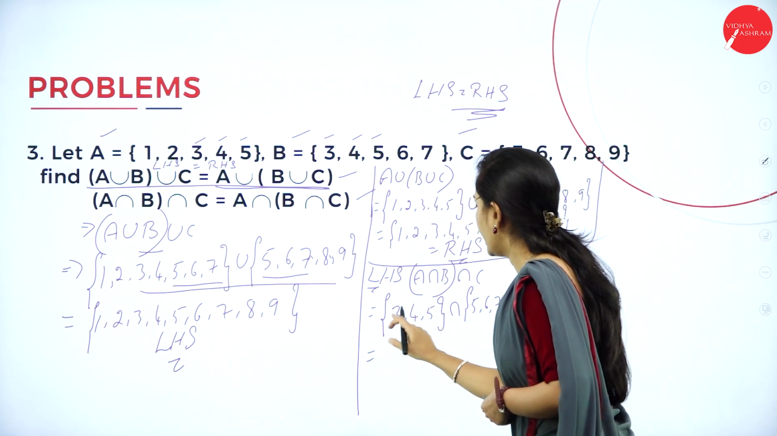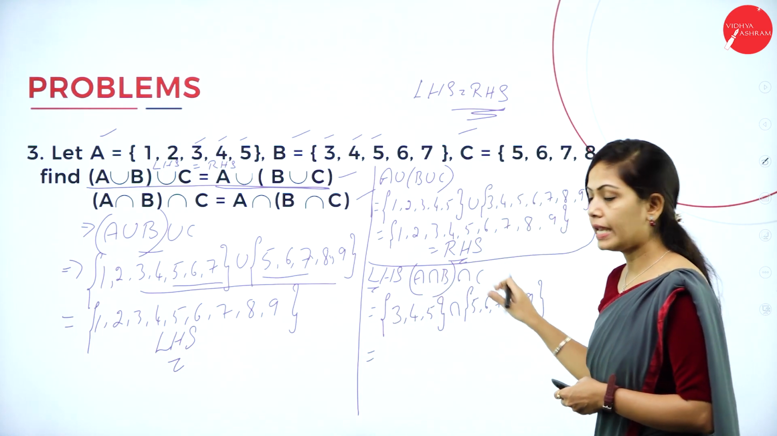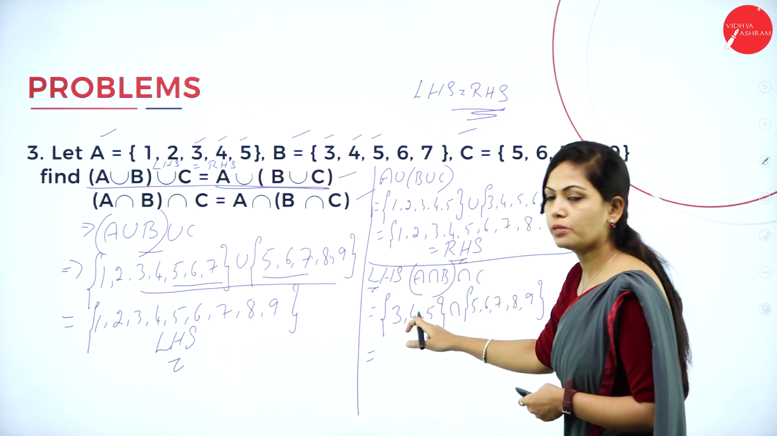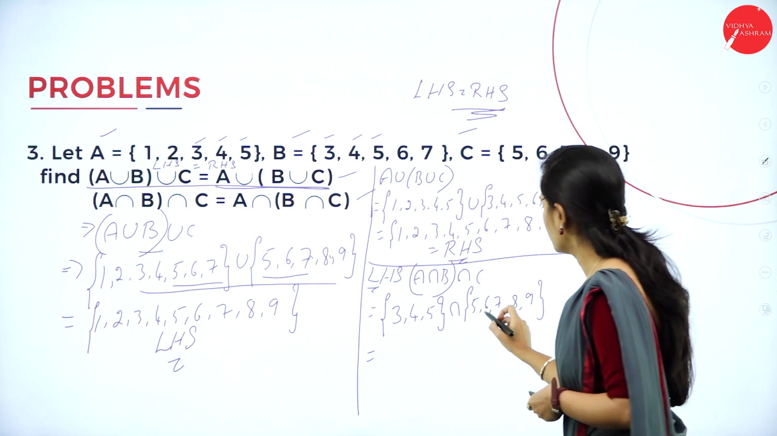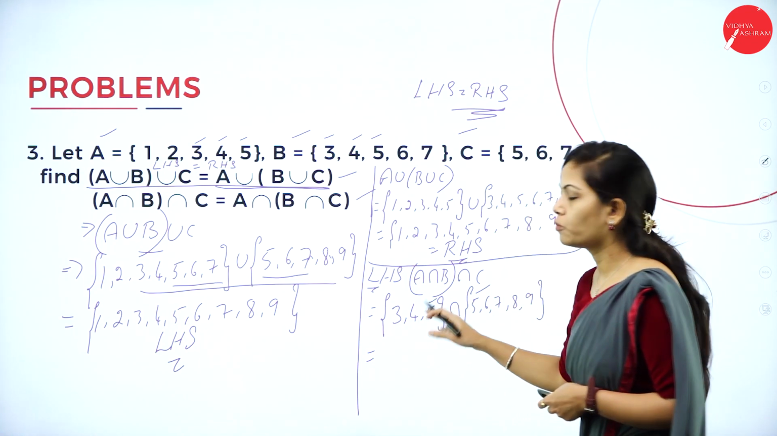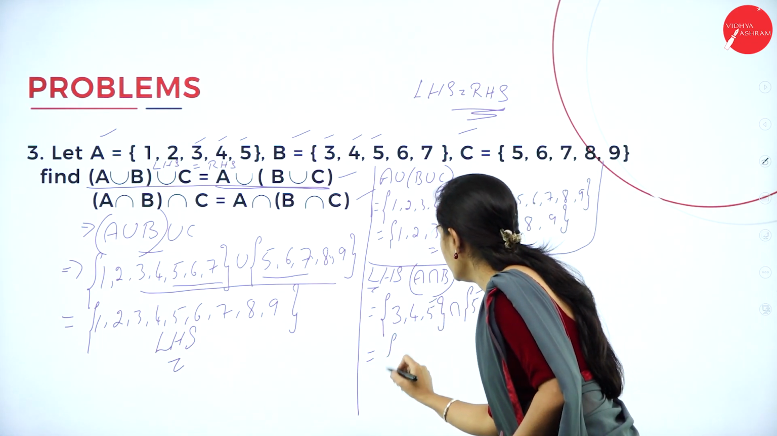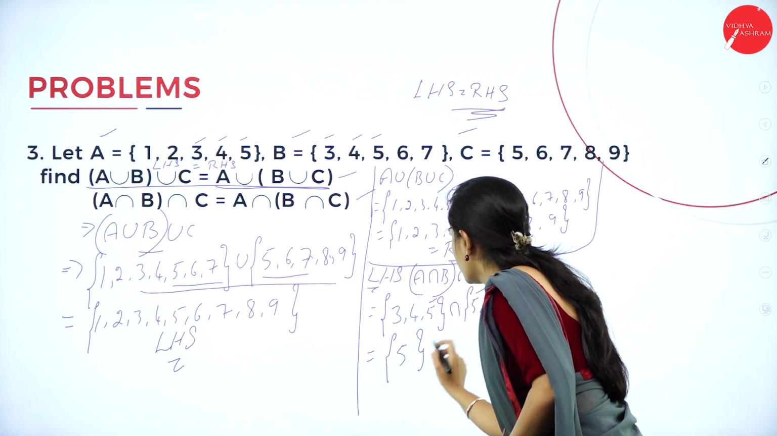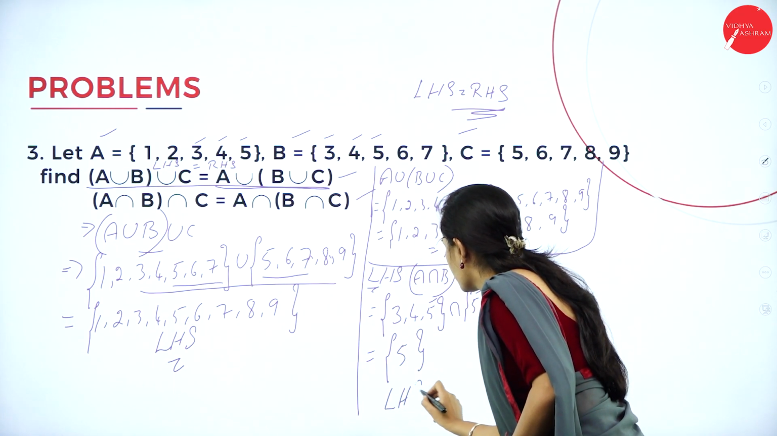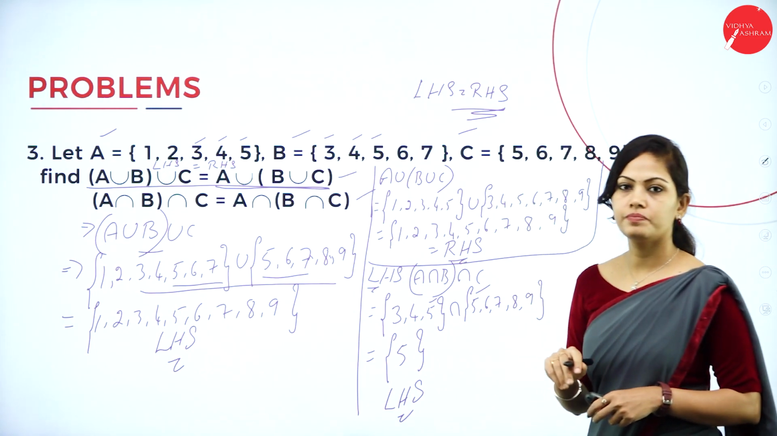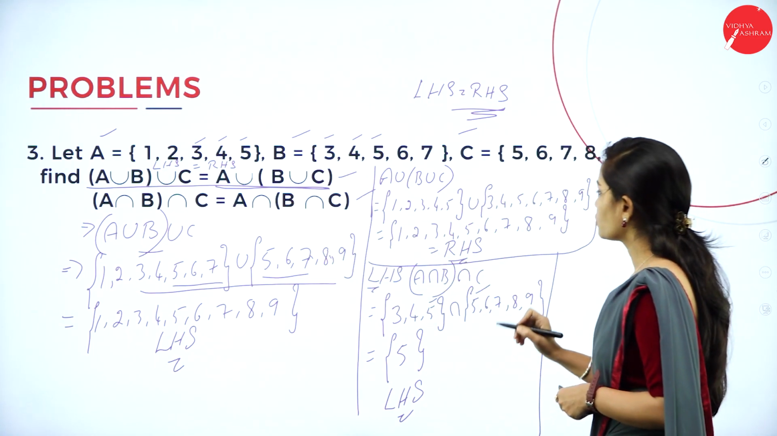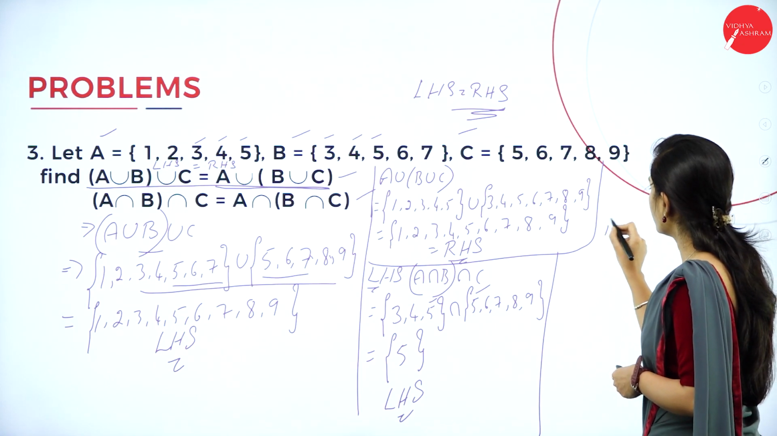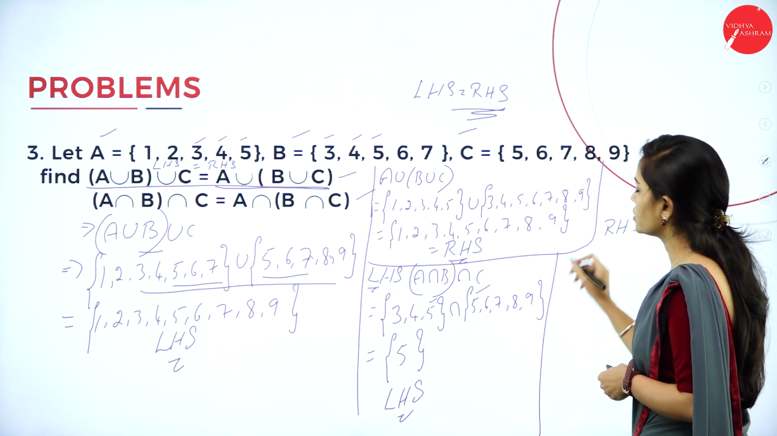Now again find the common element in both A intersection B and C. Which is the common element here? I think 5 is common in both sets. So 5 is your answer. Our LHS is equal to 5. Now you have to prove LHS is equal to RHS. So now consider RHS. What is your RHS?